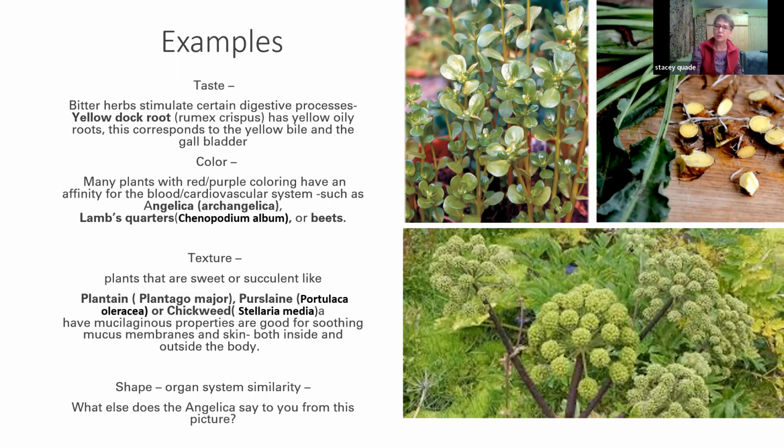So we also look to shape and organ system similarity. So the first question for us tonight is, what else would this Angelica look like to you if you had to think of a part of your body besides the cardiovascular system? What do you think Angelica could also help us with by looking at these little diffusive ends that we have here? Does anybody want to put in the chat what they think that might match in our body system?